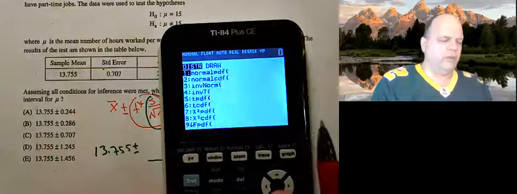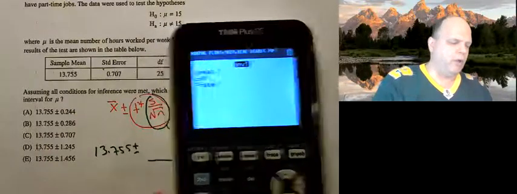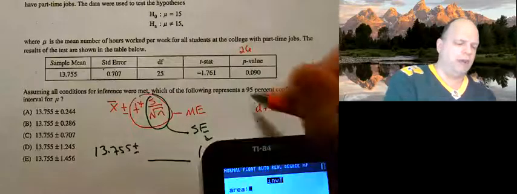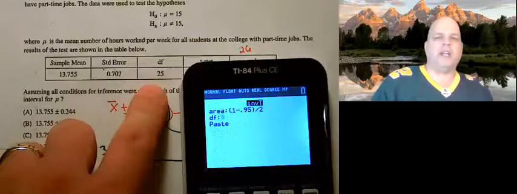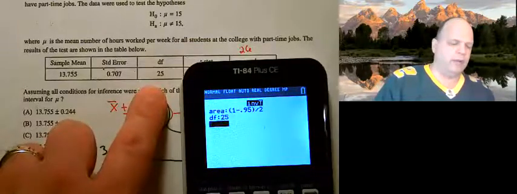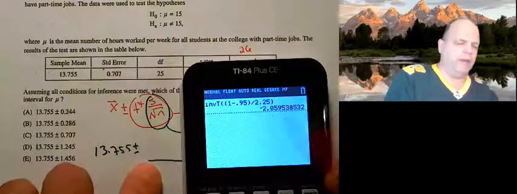So second vars, inverse T, my area, well, they want to construct a 95% confidence interval. So parenthesis 1 minus 0.95, close parenthesis, divided by 2, degrees of freedom, and they happen to give that to me just as 25. When I do that, I end up getting a 2.0595.